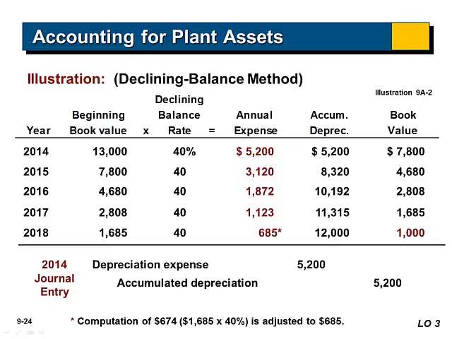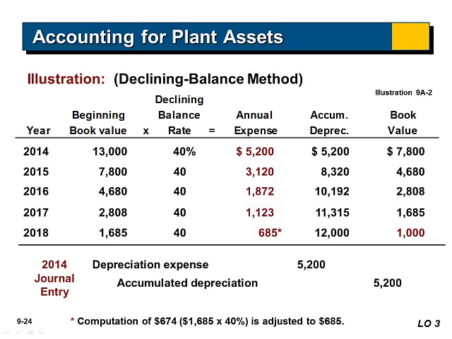And if you go down and calculate all of that, you would get down to an annual expense in year 5, 2018 of $685, and that gets you to a total accumulated depreciation of $12,000 so that your book value at the end of its useful life is $1,000, which is equal to its salvage value.